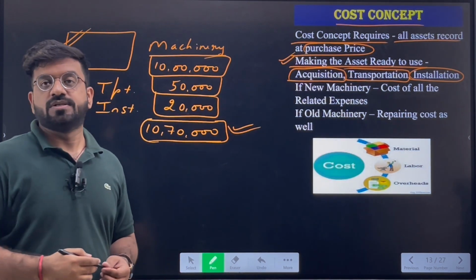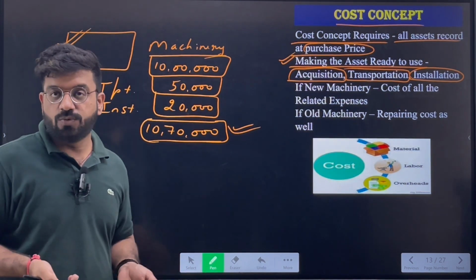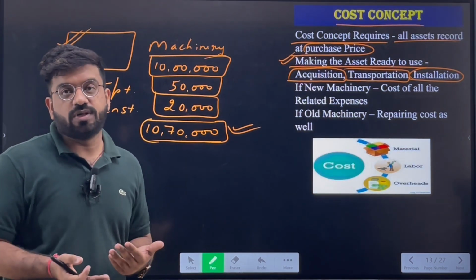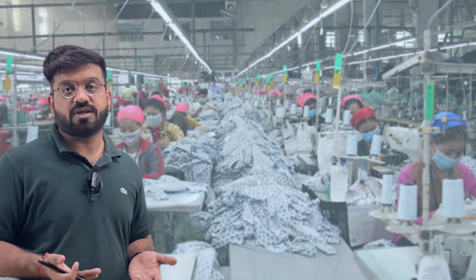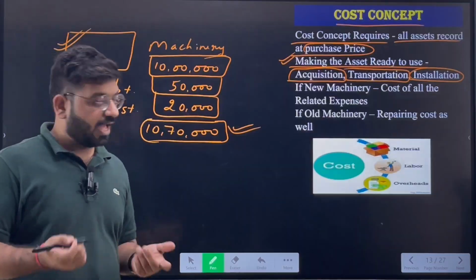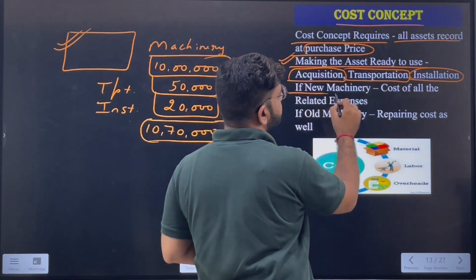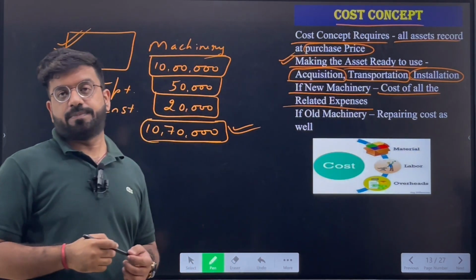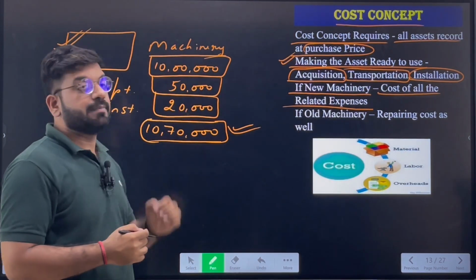Is that clear? So all the expenses which we incur on the machinery to make that machinery useful, so that we can use that machinery for production purposes, all the expenses need to be added up. Now, if we are purchasing a new machinery, the cost of all the related expenses are to be added up. Okay. Now, these were the three types of expenses.